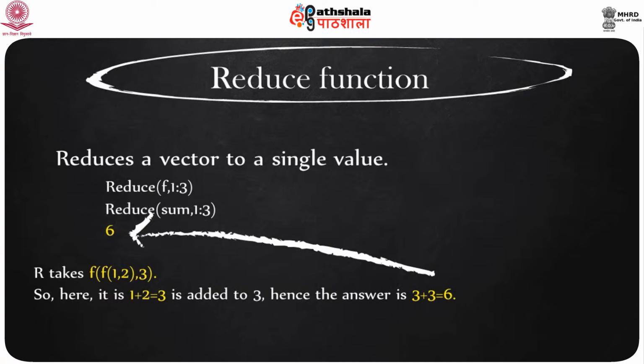For example, if we take the reduce function and the sum function, and the numbers 1 to 3 are taken as arguments, then it will calculate 1 plus 2 is equal to 3 and then we will add 3 plus 3 is equal to 6 and hence the result 6 is obtained as it is shown here.